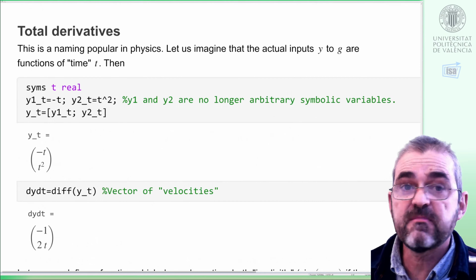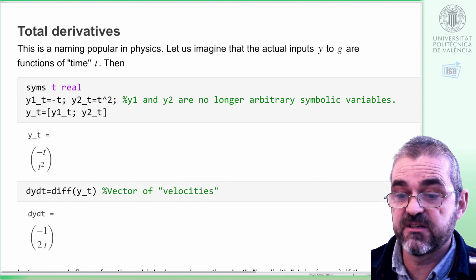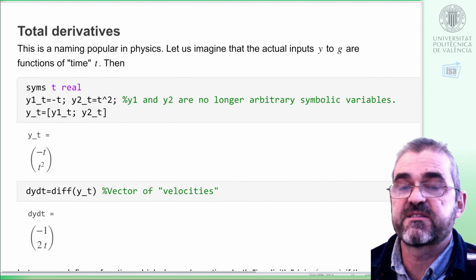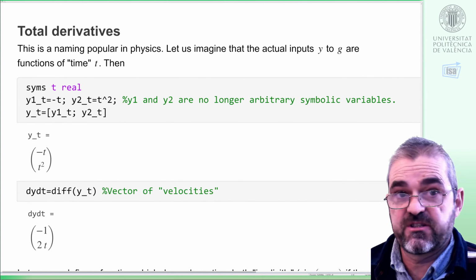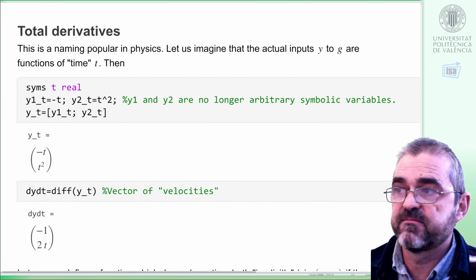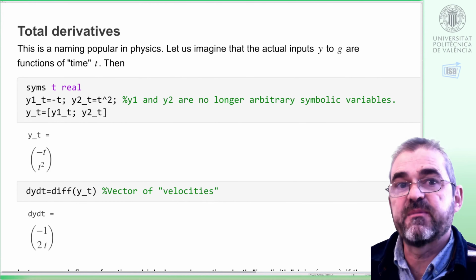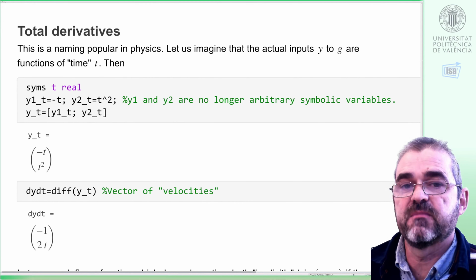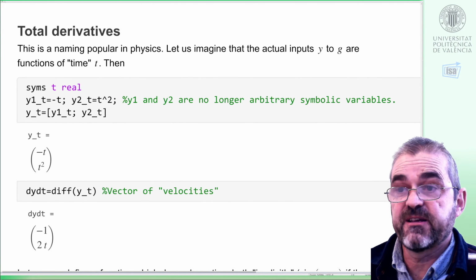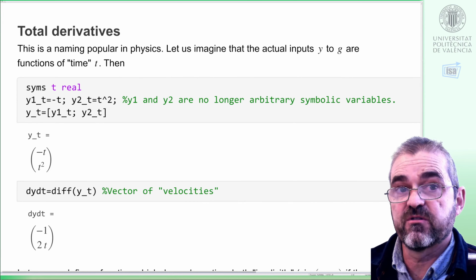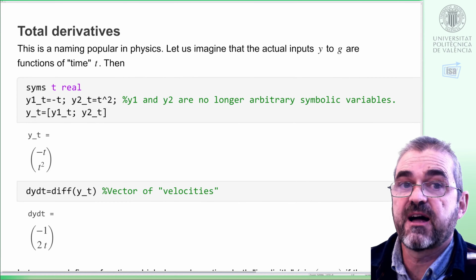We'll now see a second example of chain rule using the physics jargon of partial versus total derivatives. What's that? Well, it's just chain rule. Don't be afraid. In physics, there is a special variable in dynamics called time. The objective of dynamics is assessing properties of the evolution of things with respect to time.